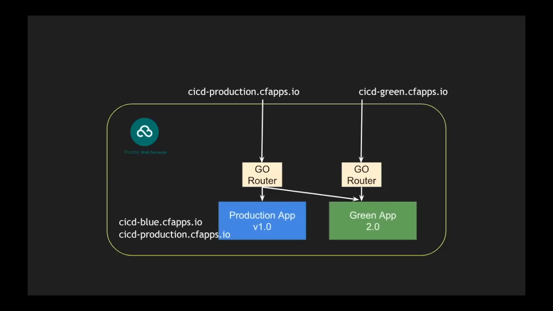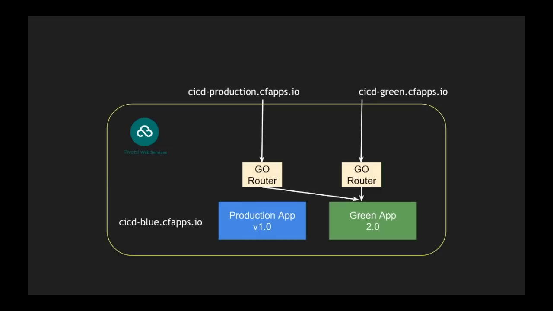Once the green instance is good, we are going to remove the mapping of blue from the CI/CD production. So what's happening is blue has its own name called CI/CD blue. However, the routing rule of CI/CD production has been removed from blue, which basically means all the requests are getting redirected to green.